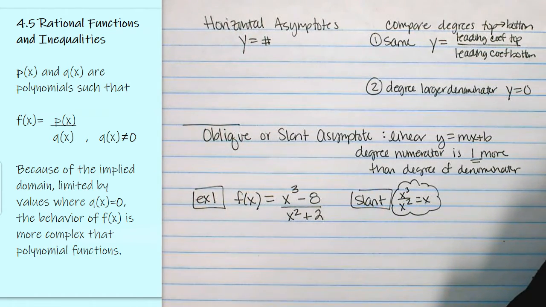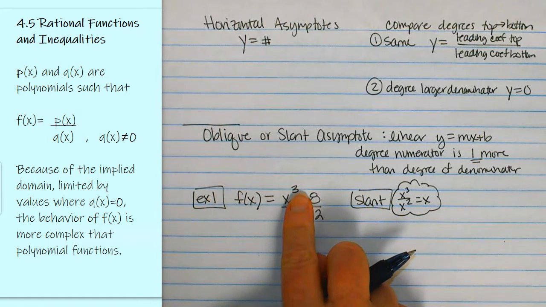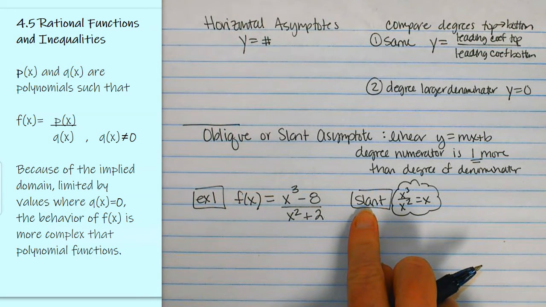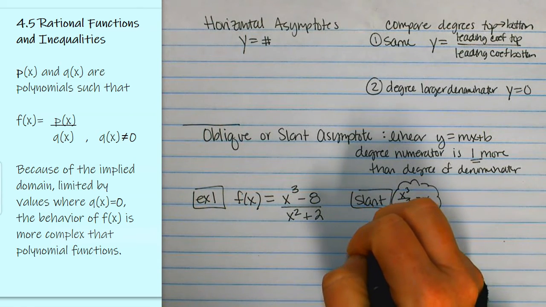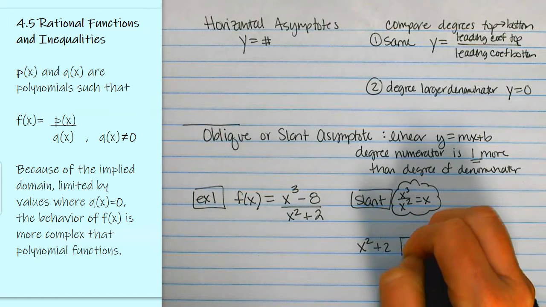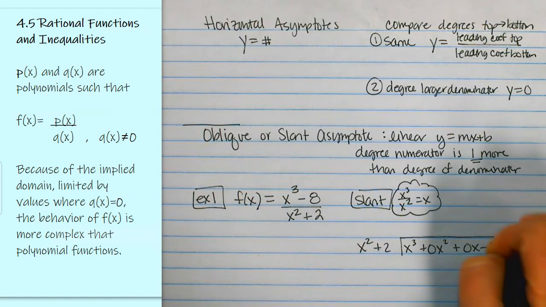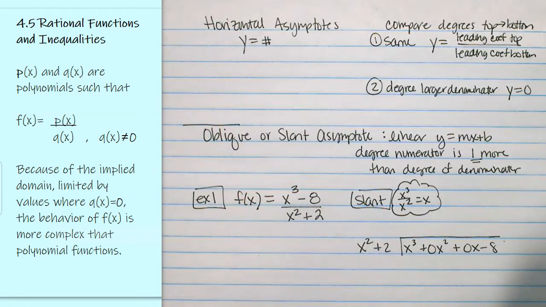But what is it actually equal to? Let's actually divide this out with long division and find out the exact equation of our slant asymptote. So we're going to use long division here. We're going to say x squared plus 2 into x cubed plus 0x squared plus 0x minus 8. So let's do this division.